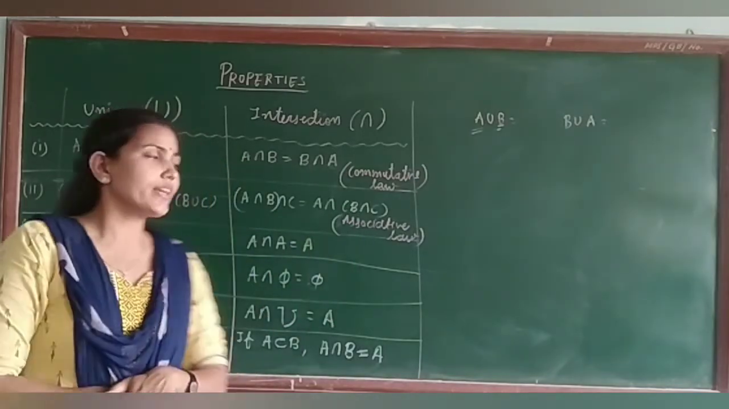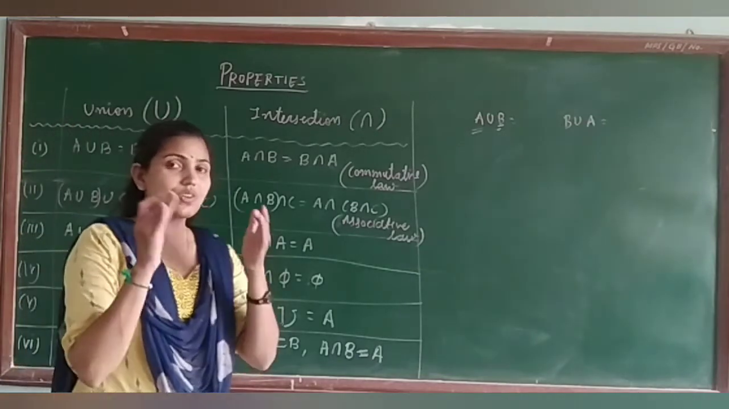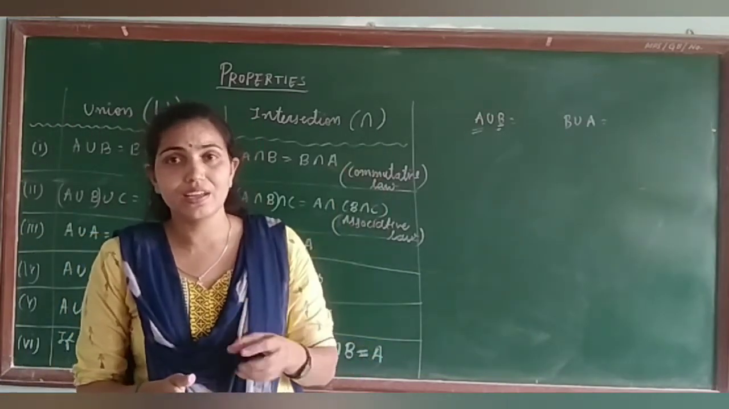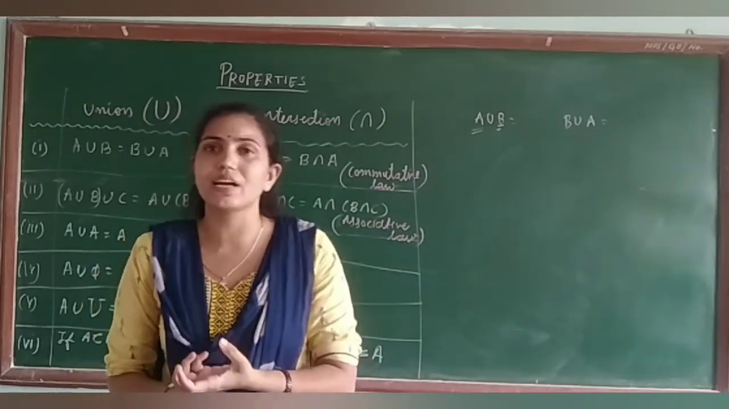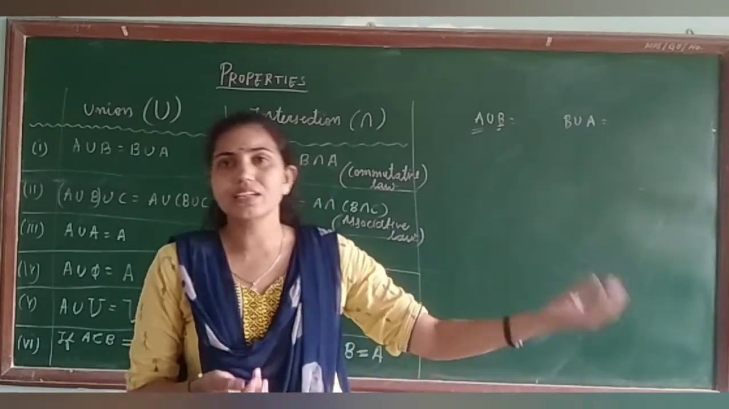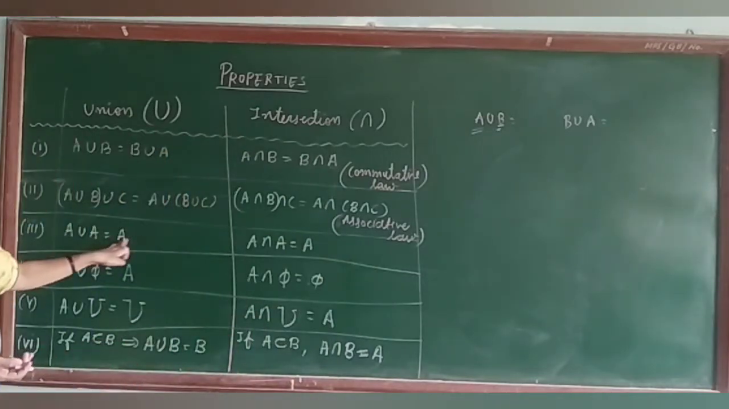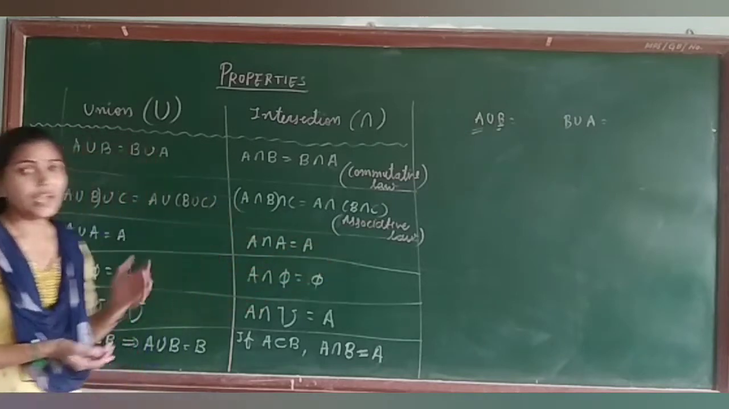Now third one is A union A is equal to A. Now student, it is also simple, union we have to take of a similar set. The set itself taking a union, so obviously you will get the same set. Similarly, when you are taking the intersection with itself, then the answer will be that set only. So therefore, A union A is equal to A and A intersection A is equal to A.